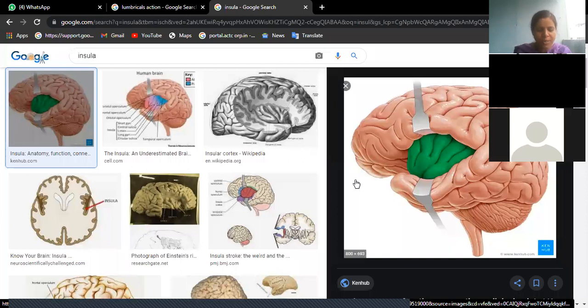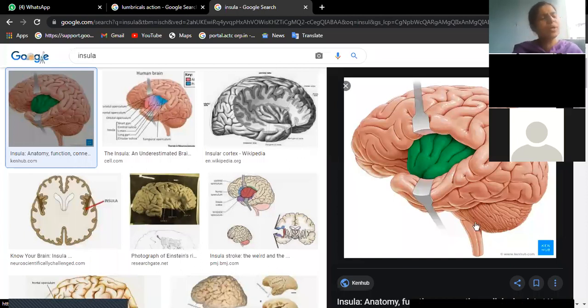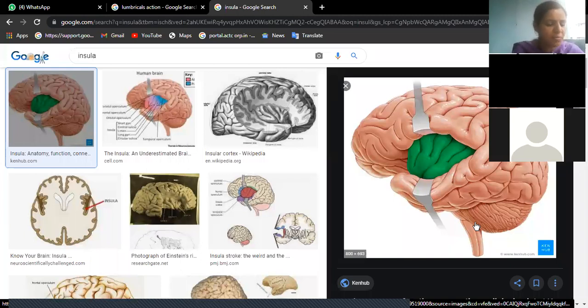Then arcuate nucleus we generally find in the hypothalamus. Beta, we did hypothalamus nuclei when we were doing physiology. Just revise it once. Anyhow, it's a short note here. Okay, then winging of scapula, arcuate nuclei, rotator cuff, actions of lumbricals.